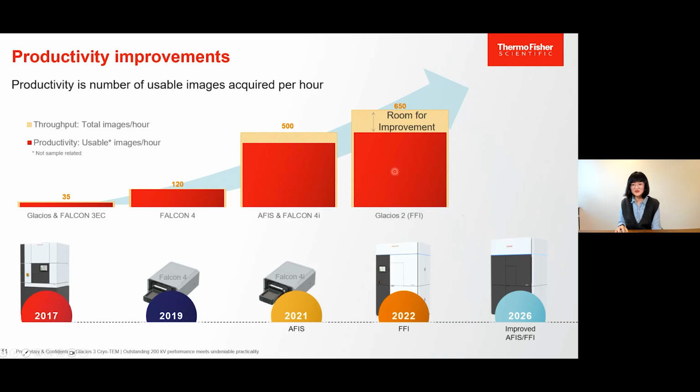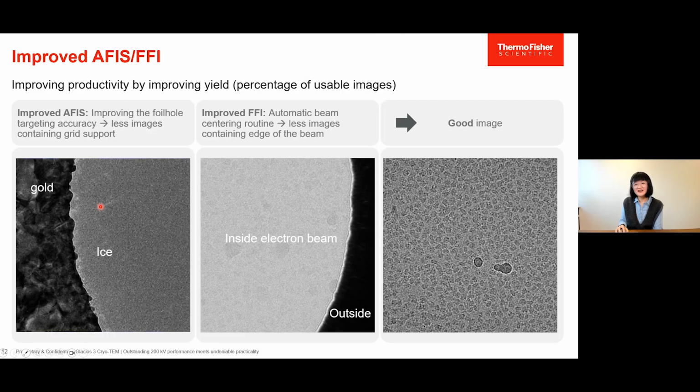However, on Glacios 2, we observe a gap, which is an opportunity for Glacios 3 to improve. Unusable images, I'm particularly referring to these two types of images. Some images contain a grid support, like this, where the gold support is showing here. These are because we're not targeting the foil hole accurately enough. So here we introduce a new calibration and image distortion corrections to take care of this.